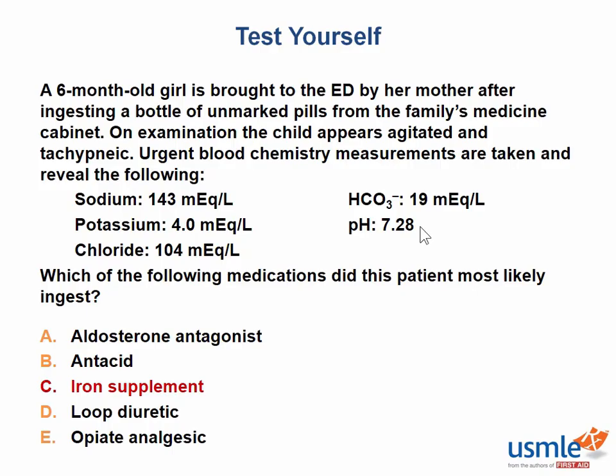A is not correct because although aldosterone increases proton excretion and inhibiting aldosterone would cause a metabolic acidosis, the acidosis would have a normal anion gap. B is not correct because antacids cause metabolic alkalosis, not acidosis. They are anti-acids. D is not correct because loop diuretics cause metabolic alkalosis because they increase hydrogen ion excretion. E is not correct because opiates reduce respiratory drive and therefore cause respiratory acidosis. In our case, the patient has tachypnea.